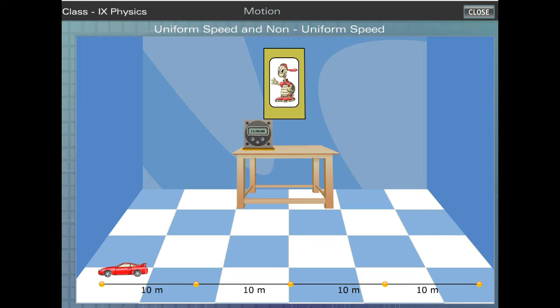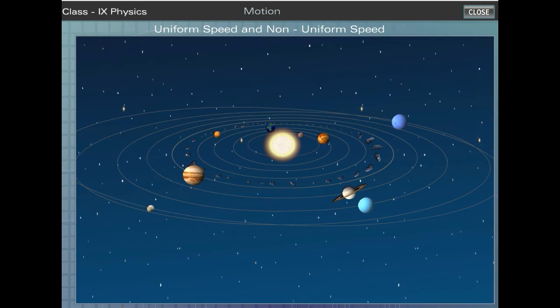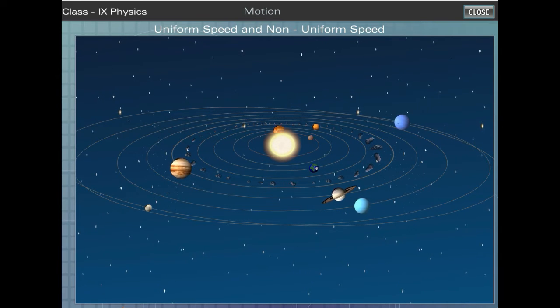When a body moves with uniform speed, then the total distance traveled by the body in a certain time interval is given by the relationship: distance traveled is equal to uniform speed into time interval, or S is equal to V into T, where S is the distance traveled, V is the uniform speed, and T is the time taken. The movement of the planets around the Sun is uniform motion.